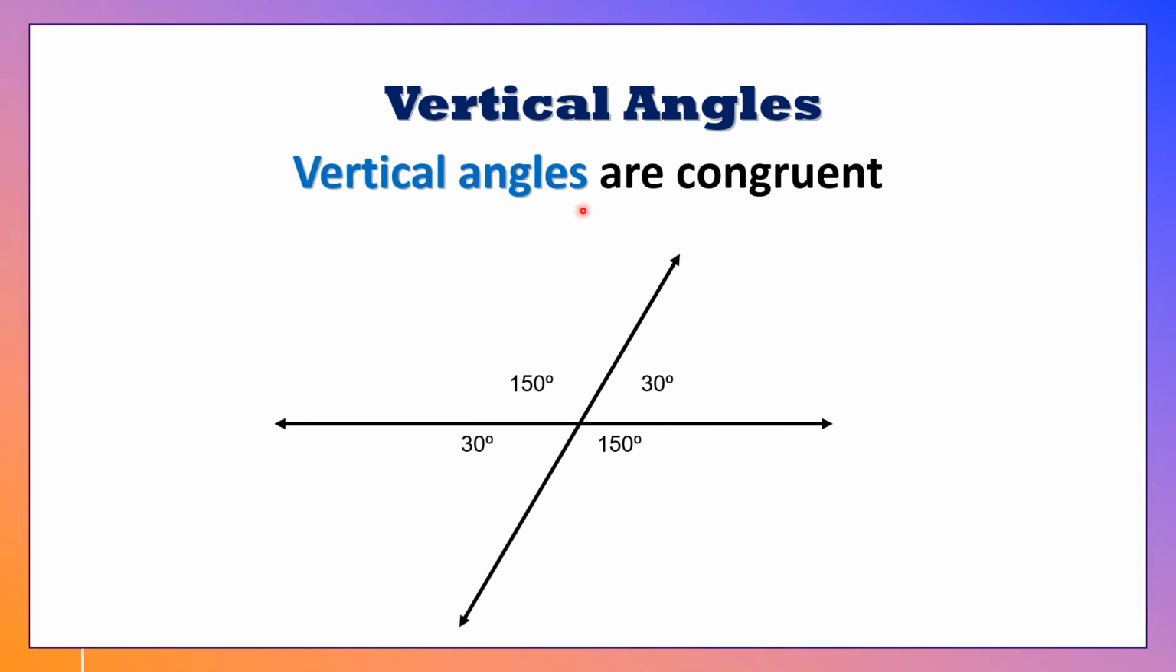Vertical angles are congruent. So pag sinabi natin congruent, they have the same measure. So these two angles are vertical and these two angles are also vertical angles. So they are congruent. Pareho yung measure nila.